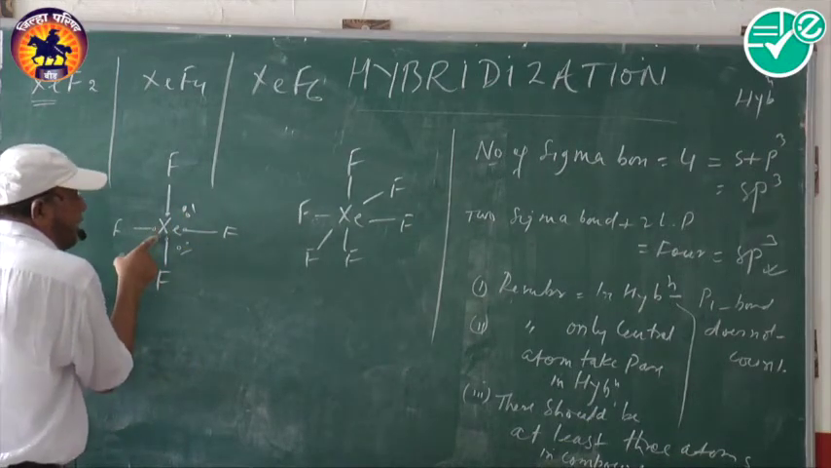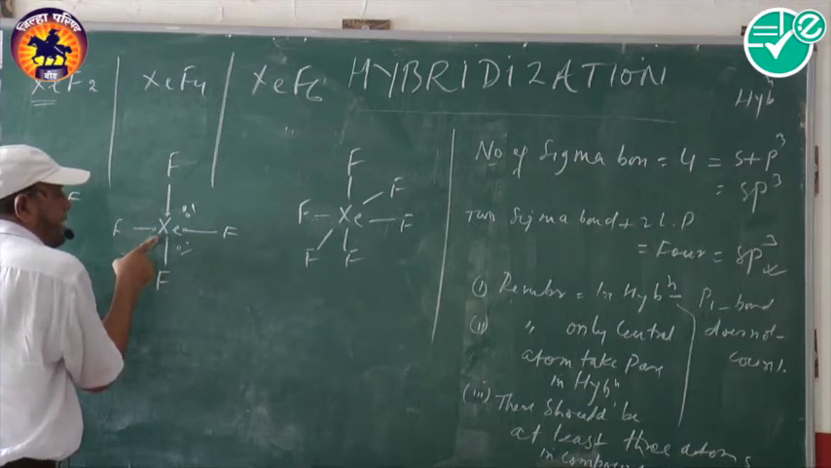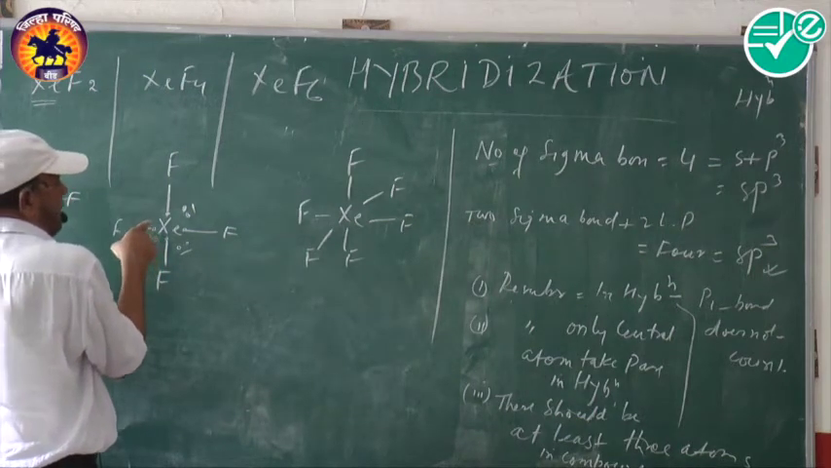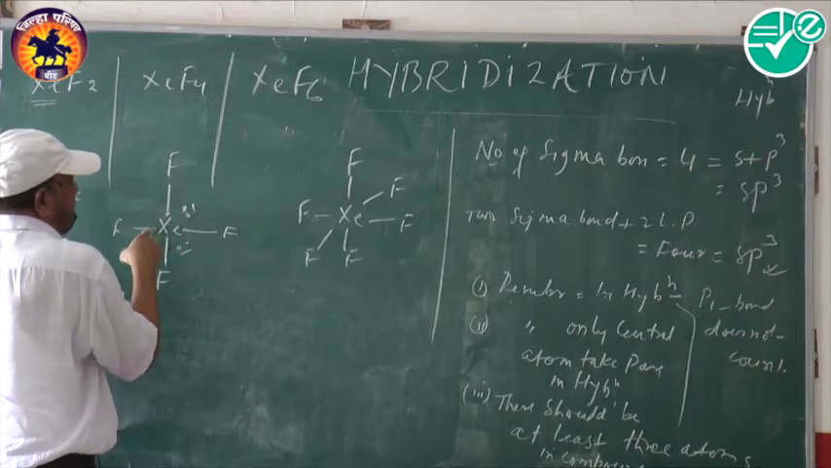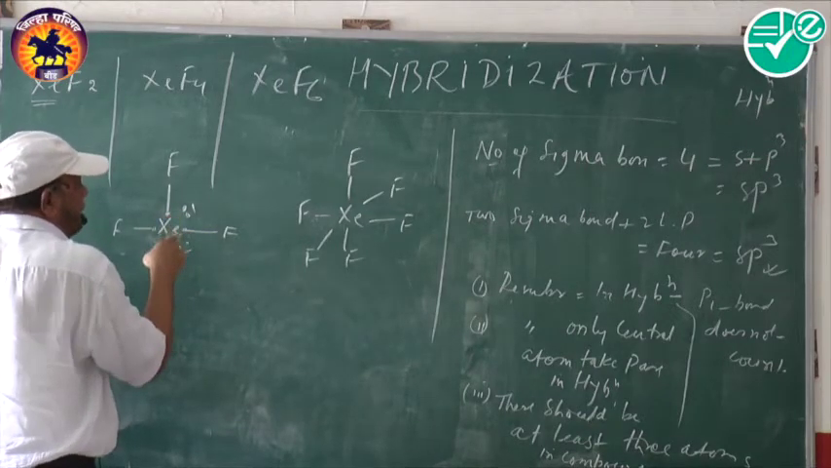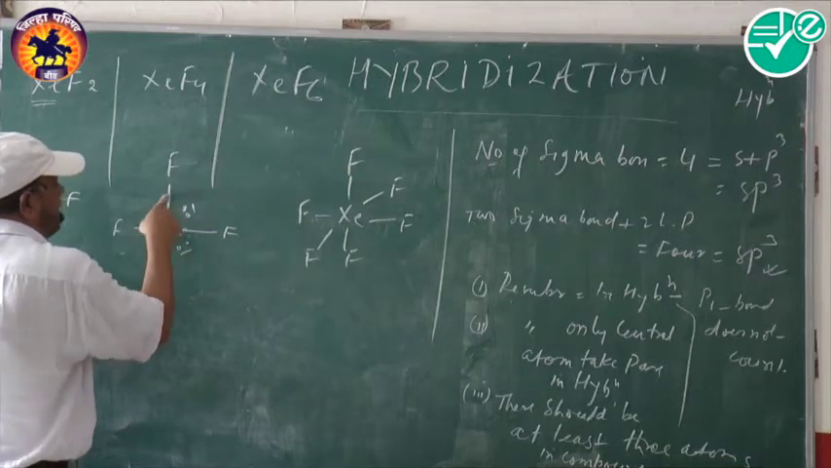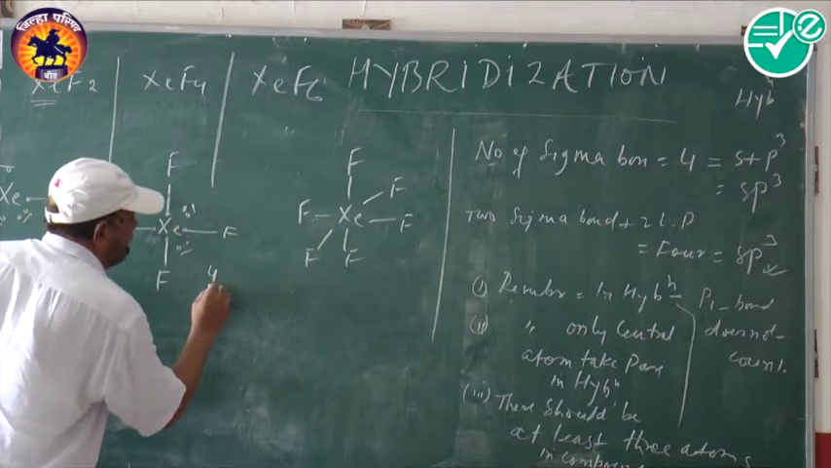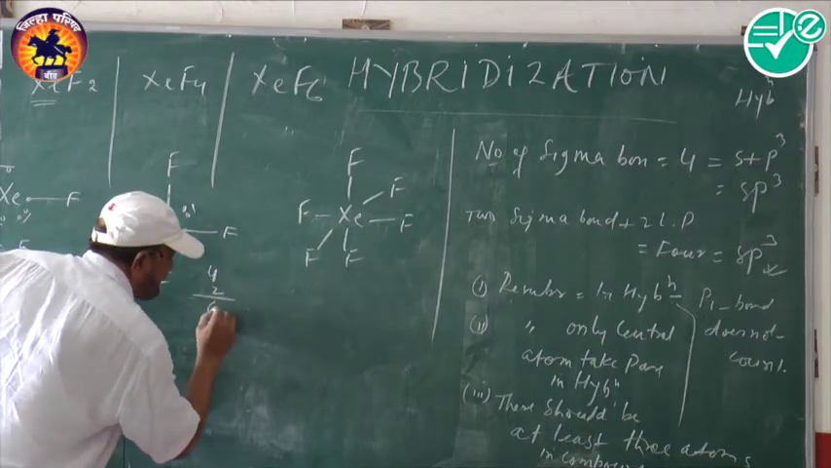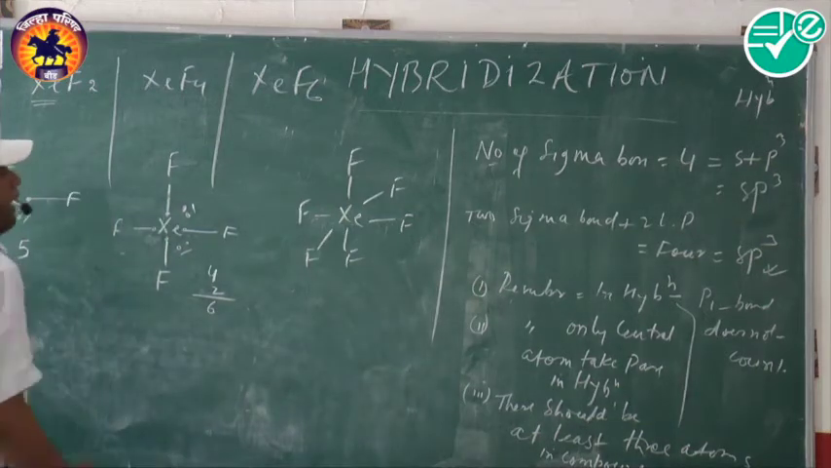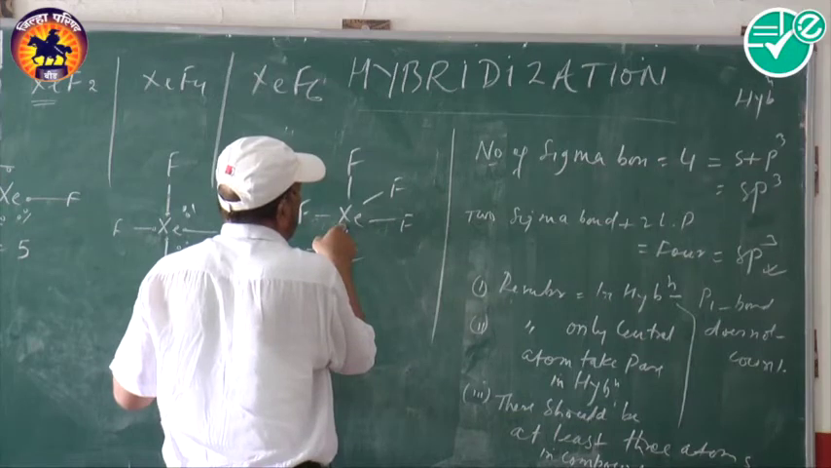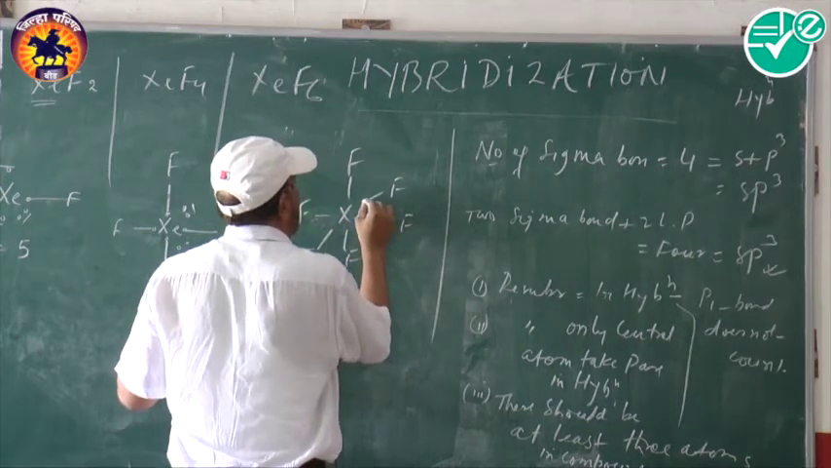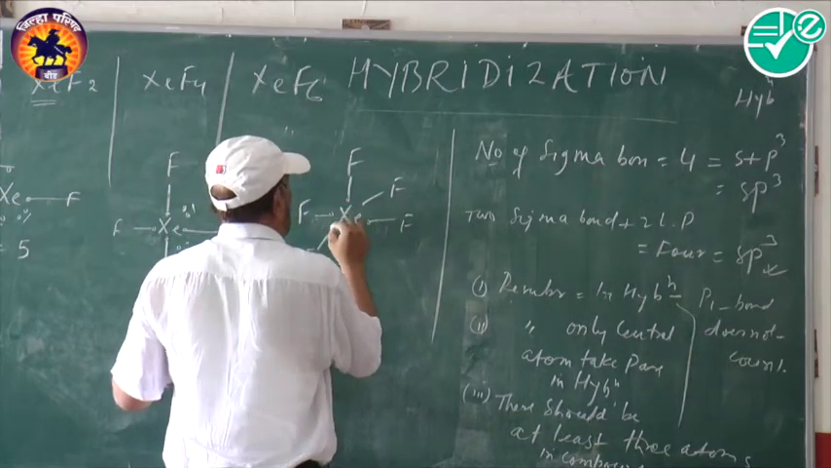See, this xenon belongs to group 18, group 8. The outermost orbit has 8 electrons. The 4 electrons are as bond pairs and the remaining 4 as lone pairs. 1, 2, 3, 4 bond pairs and 2 lone pairs. That is 6 sigma. And here, same central atom xenon, 1 electron, 2 electron, 3, 4, 5, 6.